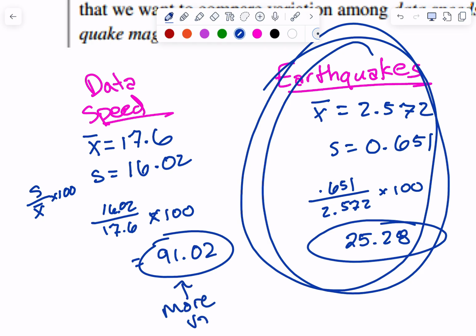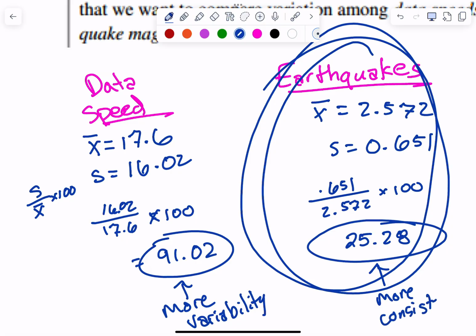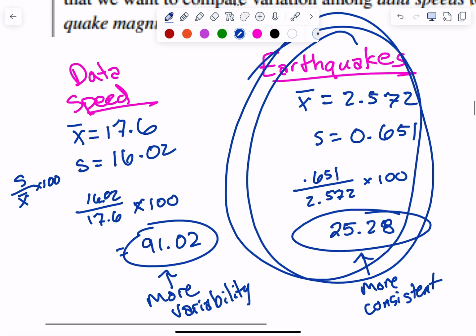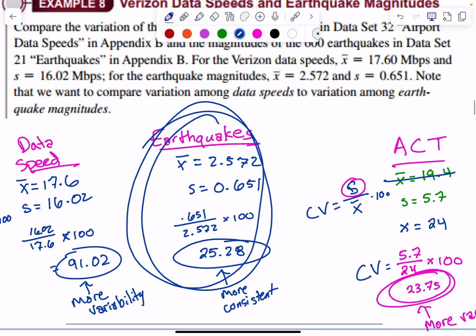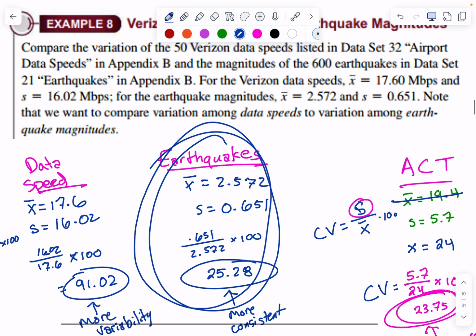More variability. And this one is more consistent. Does that make sense? Okay, more consistent, more variability. Compare the data speeds to variation among earthquake magnitudes: data speeds is more variable, earthquakes are more consistent. Make sense? Okay, that's what we're comparing.